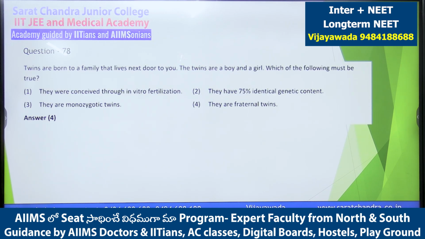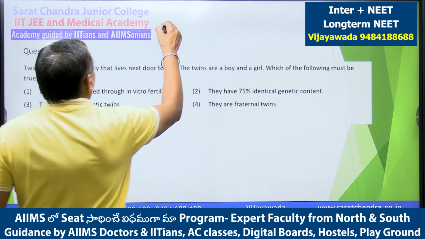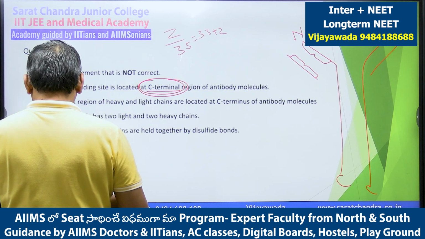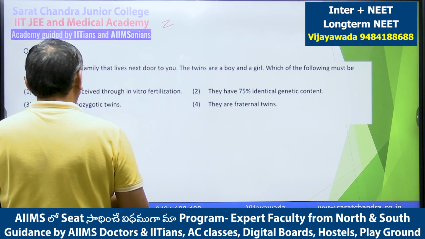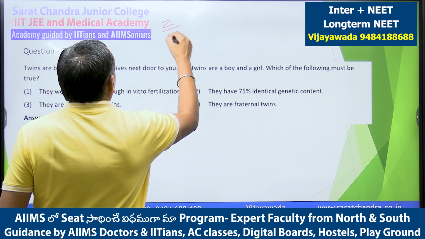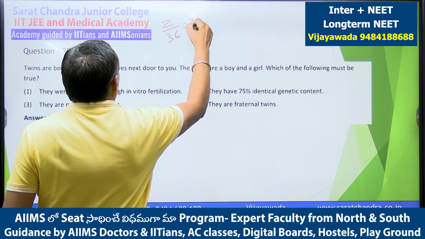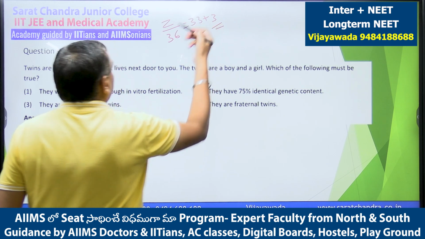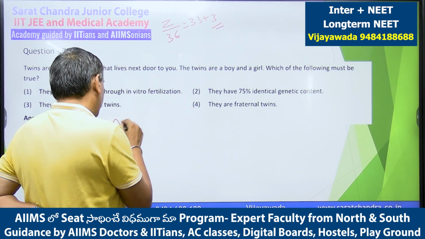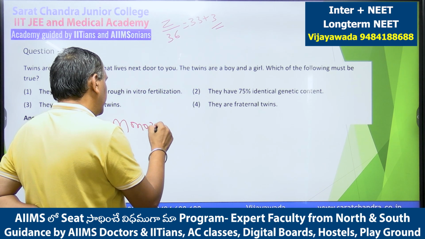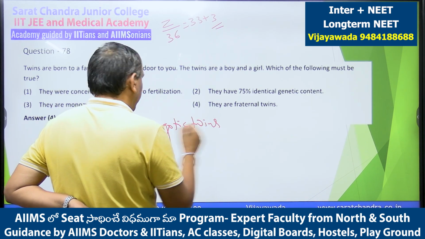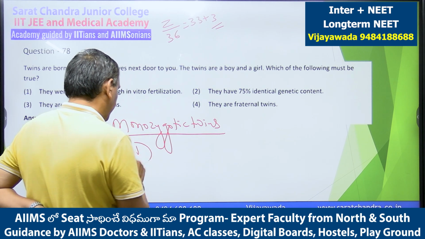Question number 35 was already discussed. Now it is question number 36. It is a very interesting question. Although it is not in NCERT, it's a common question. When I taught in the class, I said that there are two types of twins: monozygotic twins and dizygotic twins.